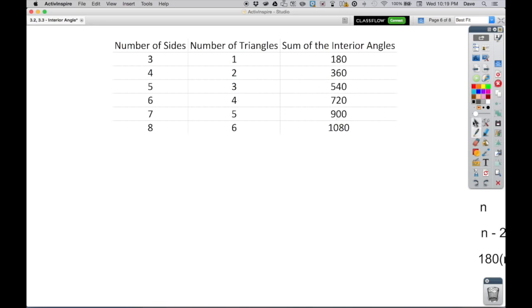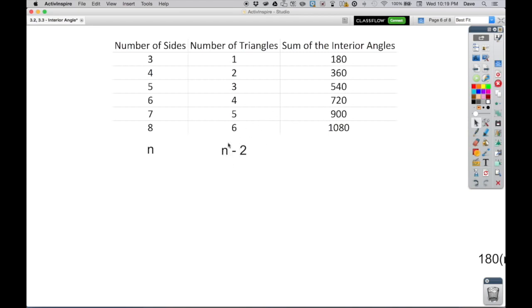So what we developed was this pattern. Let's say we call the number of sides n. N number of sides, any shape, 10, 100, whatever. If you look here, the number of triangles in that shape is always 2 less than the number of sides. 3 minus 2 is 1. 4 minus 2 is 2. 5 minus 2 is 3. 8 minus 2 is 6, and so on and so forth. So we could describe the number of triangles inside a shape as the number of sides minus 2.